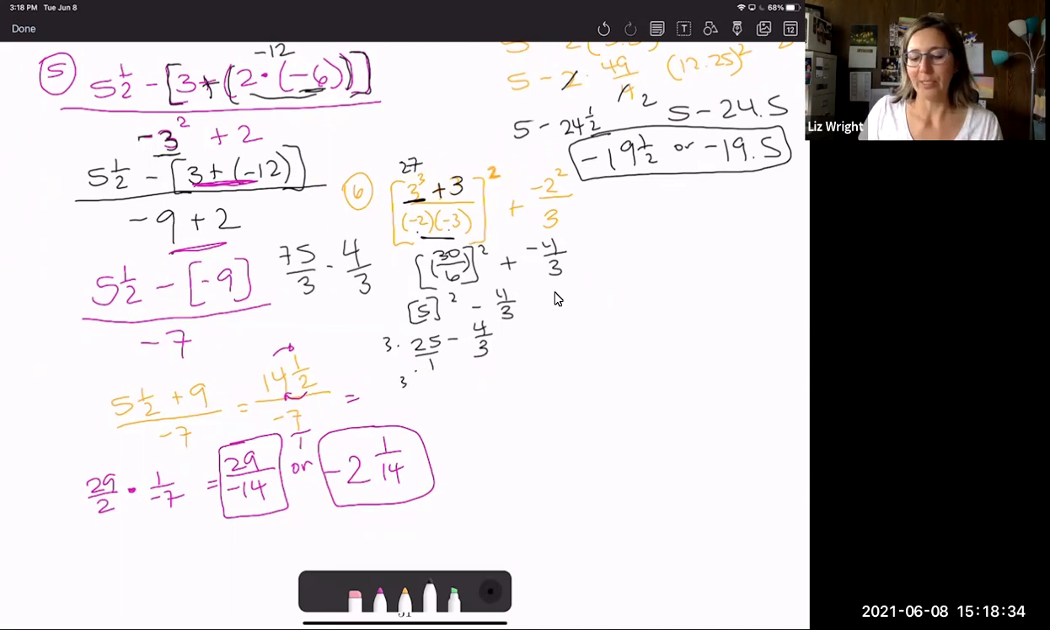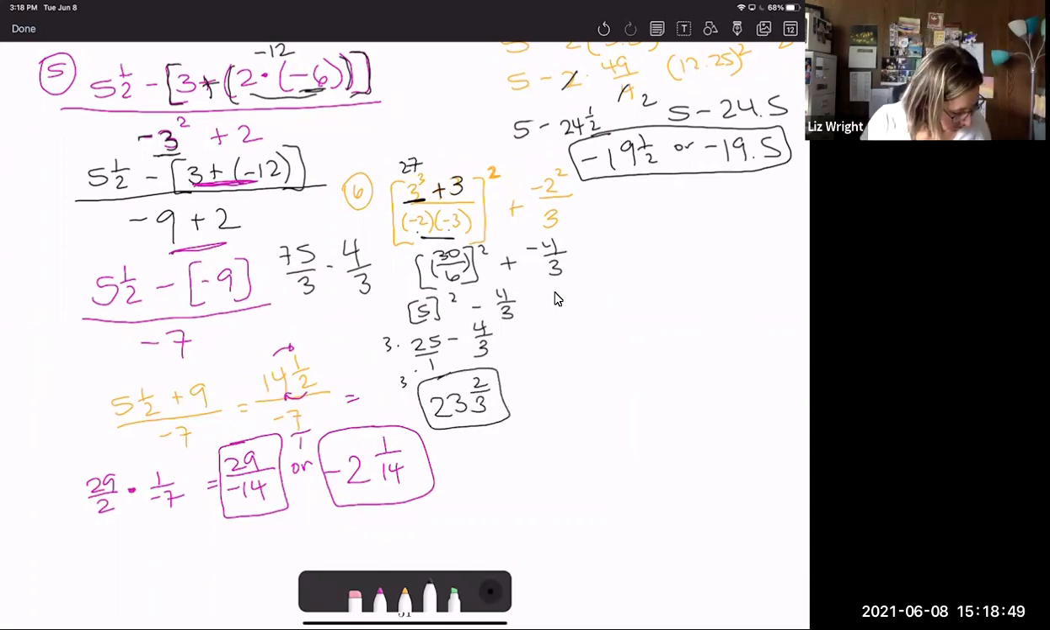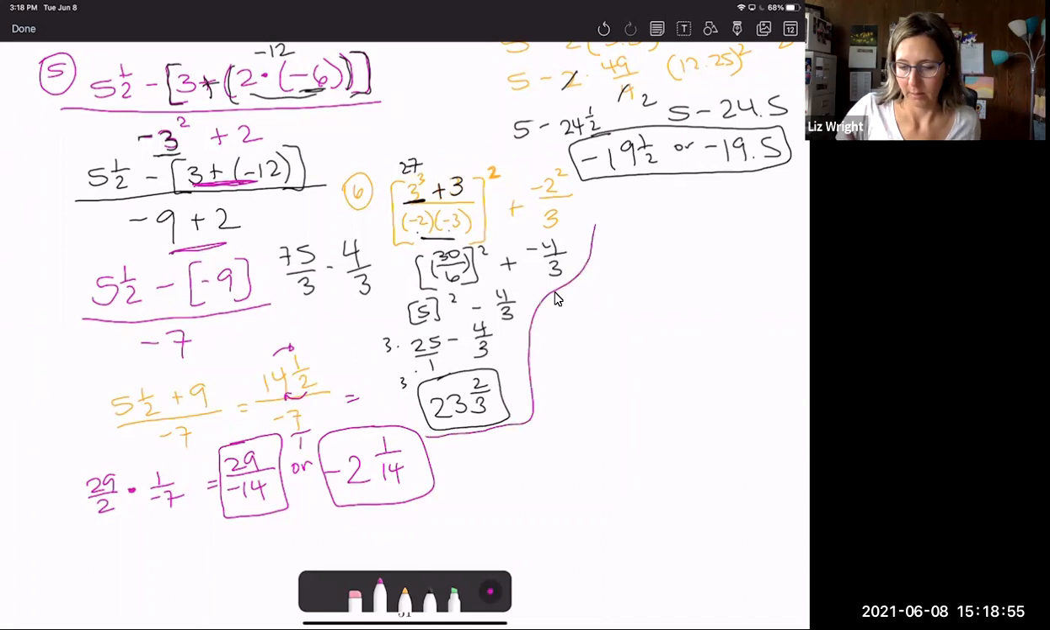Or we keep going and we just say, what's 25 minus 1 1/3? 25 minus 1 is 24. 24 minus 1/3 is 23 2/3. So you can do it that way too. All right, 2 more. I can squeeze it in. Here we go.